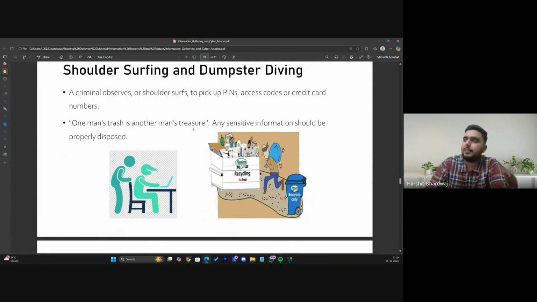And for a company, if they don't dispose of their information properly, for example, you are working in a company and they don't have a proper information disposal policy, then what will happen?